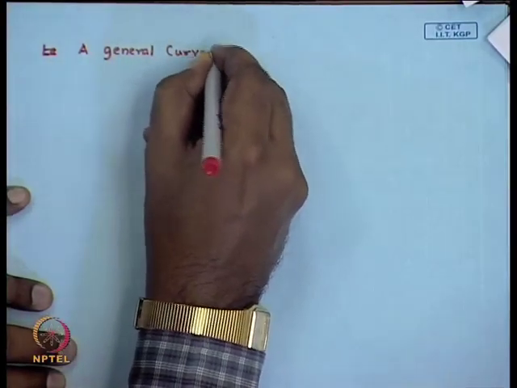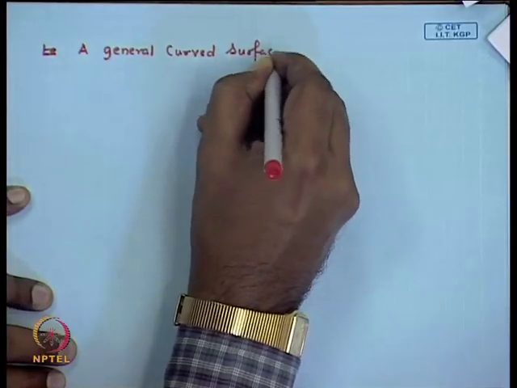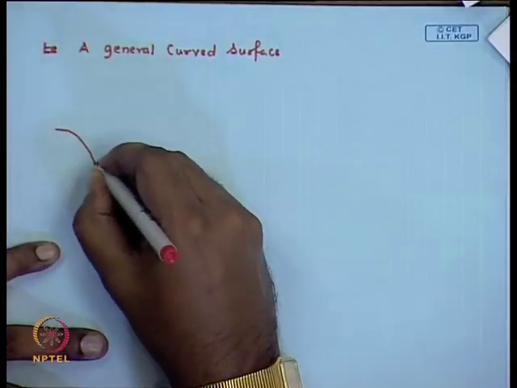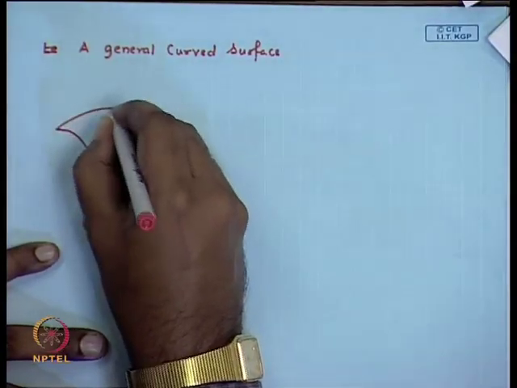General curved surface. Now, in order to define a point in 3D space, you need to define 3 coordinates. If it is Cartesian, you need to define x, y and z. If it is r theta z coordinate, you need to define r, theta and z. Similarly, in order to define a curved surface in a 3D space, you need to define two curvatures that will give you the geometry of the general curved surface. So, let us say we are considering a curved surface like this.